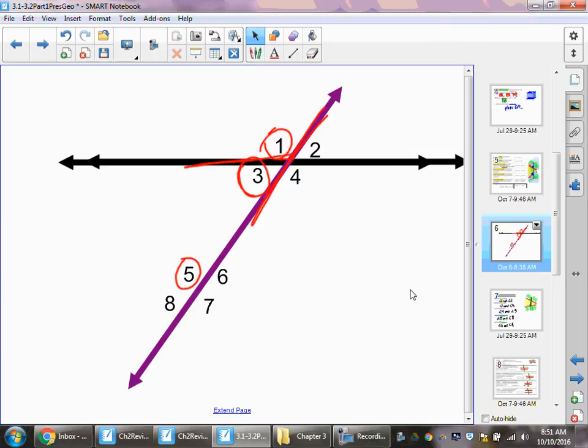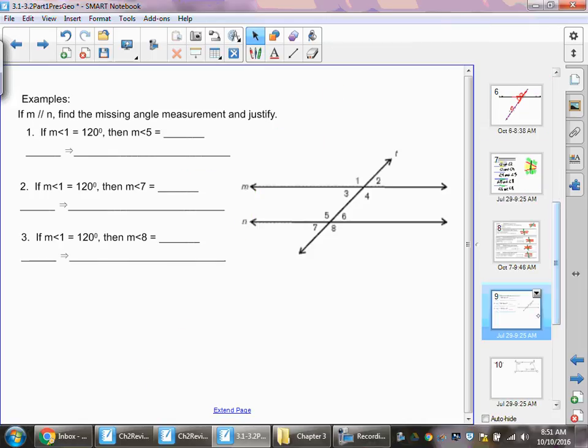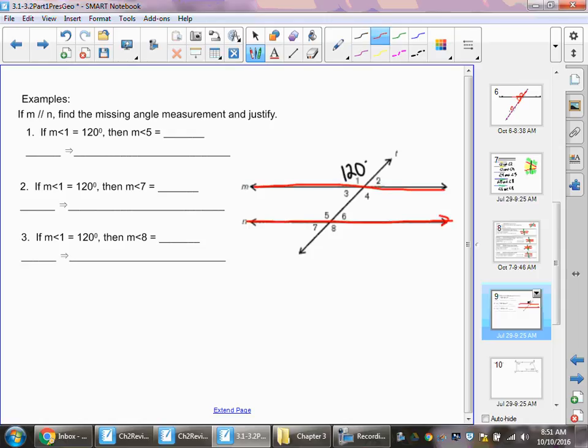That's why they're supplementary. So if I were to do some examples, say we're given M and N are parallel, and we need to find the missing angle measurement and justify. So we're given in all these examples that the measure of angle 1 is 120 degrees. We need to find the measure of angle 5 in this example. So first, you need to decide what kind of angle relationship angle 1 and angle 5 have.